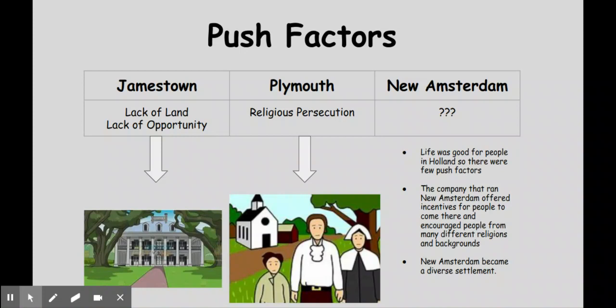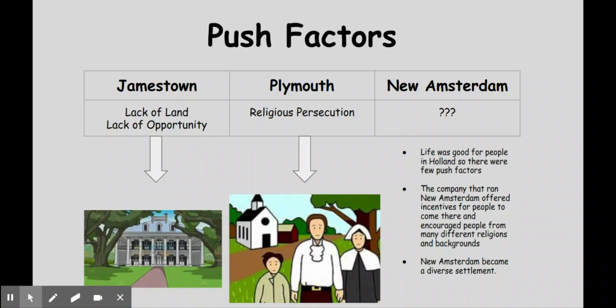The settlement of New Amsterdam started off differently. New Amsterdam was founded by the Dutch, but life for people in Holland, where they came from, was good for most people. The people did not have push factors that made most people want to leave. So the people running New Amsterdam offered incentives for people to come settle there.